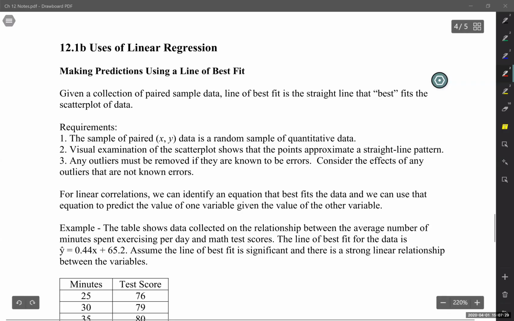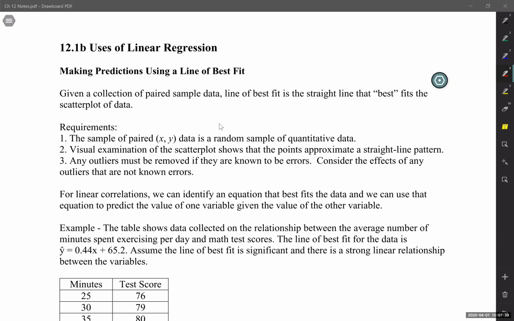So this is the continuation of 12.1. Hopefully you have your 12.1 packet out and your calculator still. And here is the second part of 12.1. This one will be pretty quick. There's just a few more topics to talk about. And so this is the uses of linear regression.